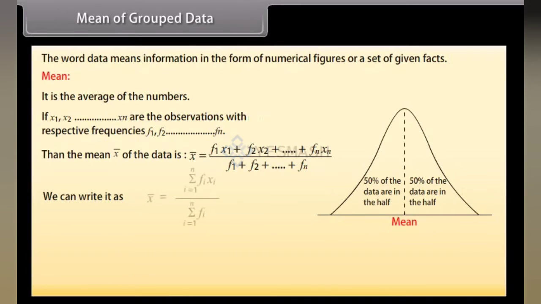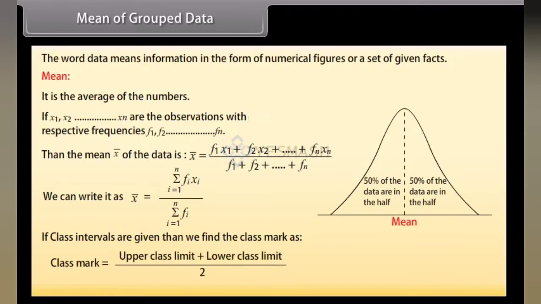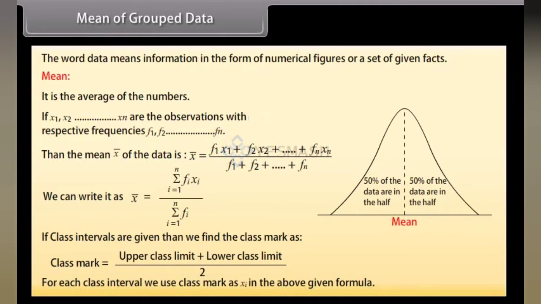We can write it as x bar equals summation from i equals 1 to n of the product of fi and xi, divided by summation from i equals 1 to n of fi. If class intervals are given, then we find the class mark as class mark equals (upper class limit + lower class limit) by 2. For each class interval, we use class mark as xi in the above given formula.